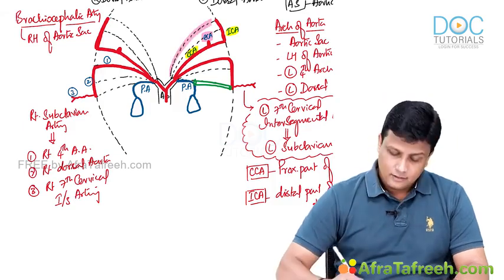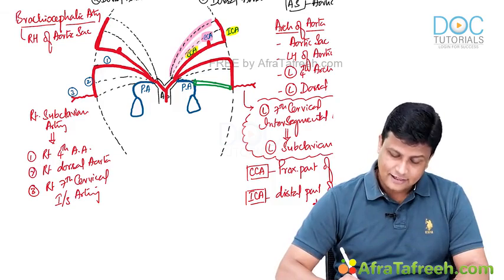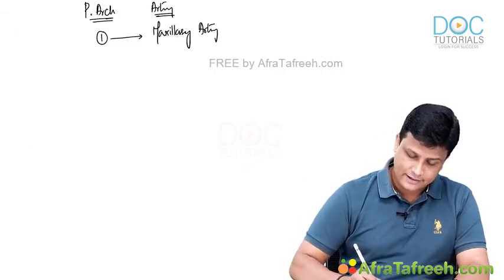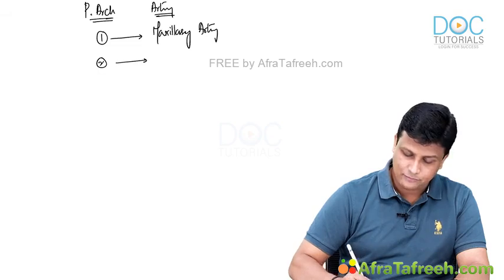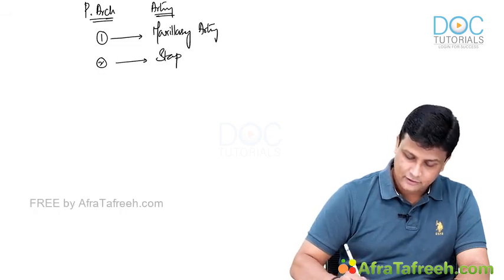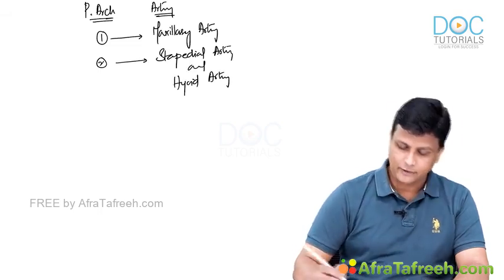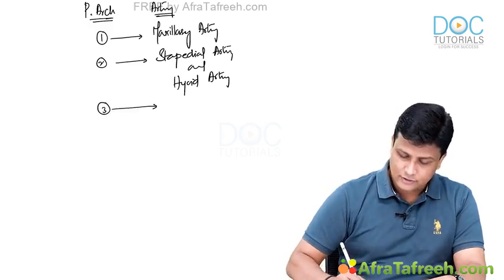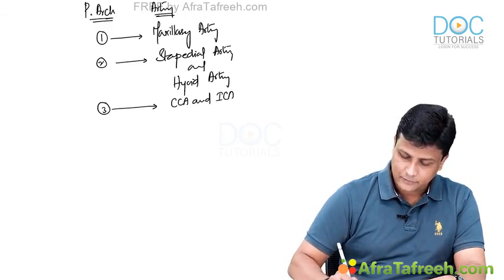Then what about the second arch artery? The second arch artery is the one which is going to form the stapedial artery and hyoid artery. Then arch number 3, we have already seen just now, it is the one which is going to form the common carotid artery as well as the internal carotid artery.